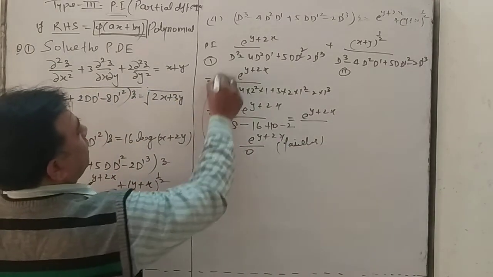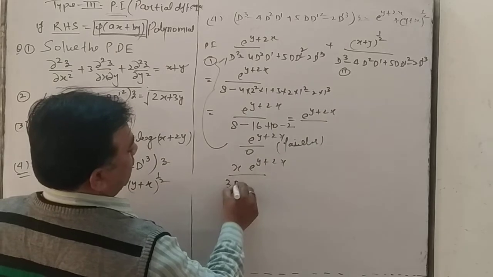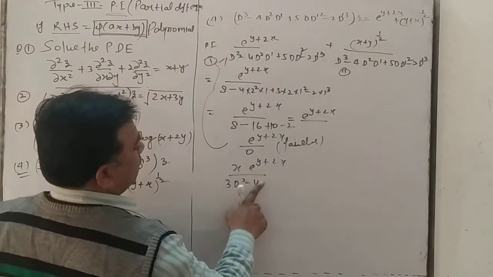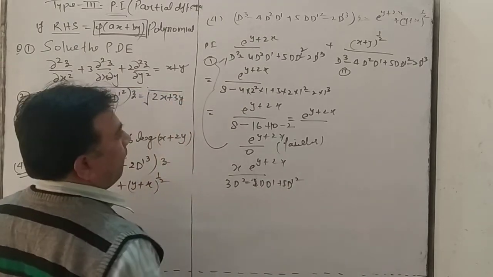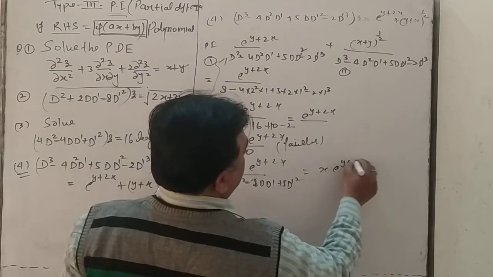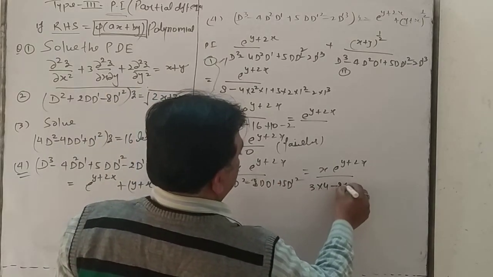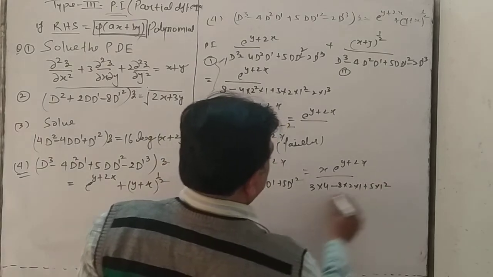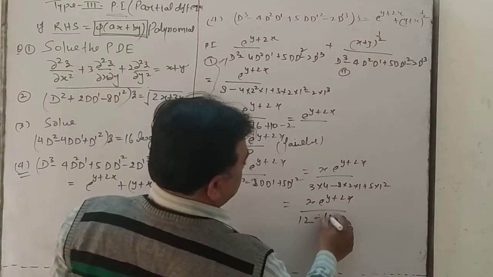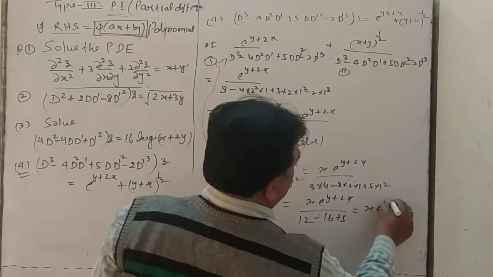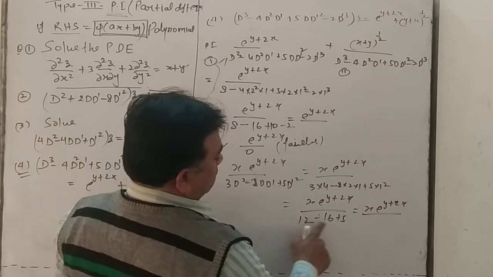After failing, we take the value multiplied by x, e to the power y plus 2x, divided by the derivative of the denominator: 3D squared minus 8D D dash plus 5D dash squared. Putting the value again: 3 into 4 minus 8 into 2 into 1 plus 5 into 1 squared, times x e to the power y plus 2x, which is 12 minus 16 plus 5, giving 1.